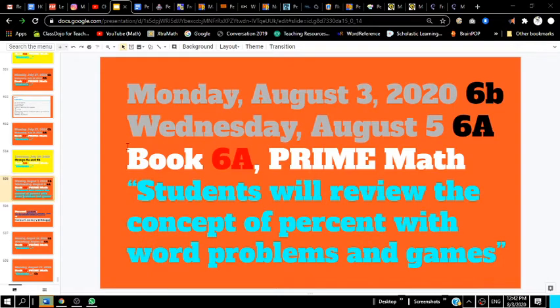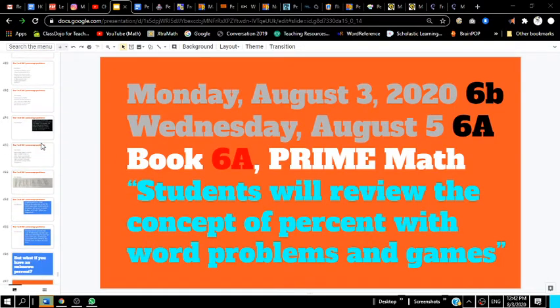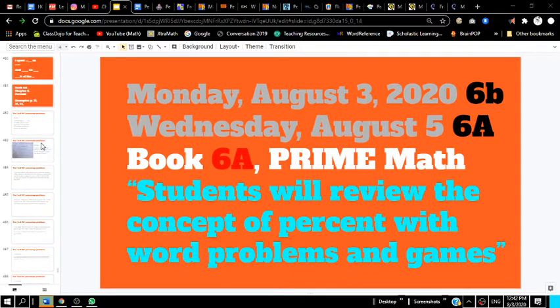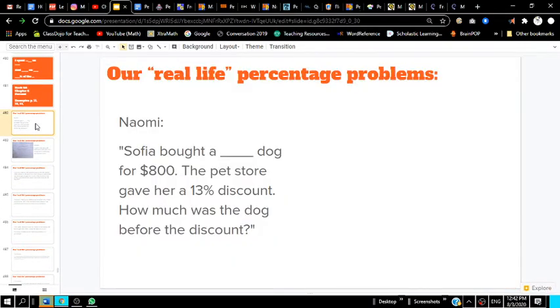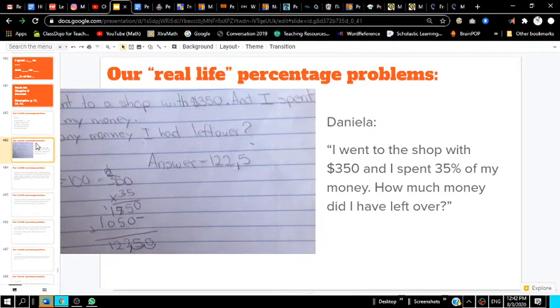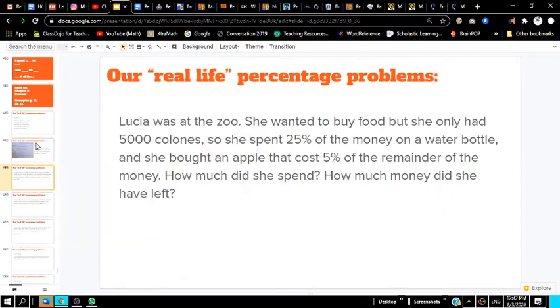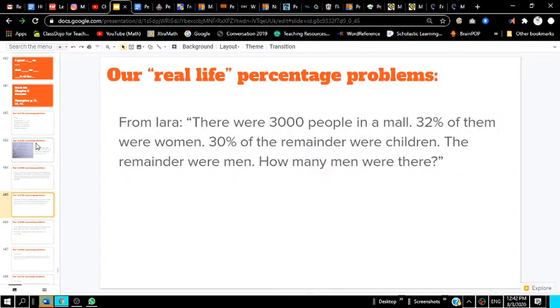So let's get started. As you know, last time we were working on a lot of word problems that you had created during the past class. For example, you see a whole bunch of problems here on the screen. We went through quite a few of them in class, and it gave you an opportunity to understand the concept of percent a whole lot more.